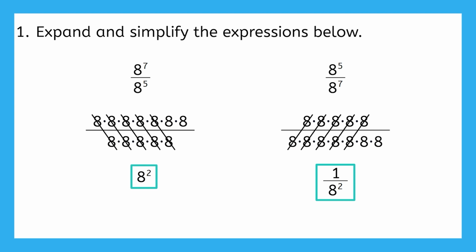How come one of these answers ended up as 8 squared and the other ended up as 1 over 8 squared? What was different about their original expressions? Oh, it must have something to do with where the higher exponent is. In the problem on the left, the higher exponent was in the numerator, which meant that the 8s left over after canceling were in the numerator. And in the problem on the right, the higher exponent was in the denominator, so after canceling, the remaining 8s were in the denominator.